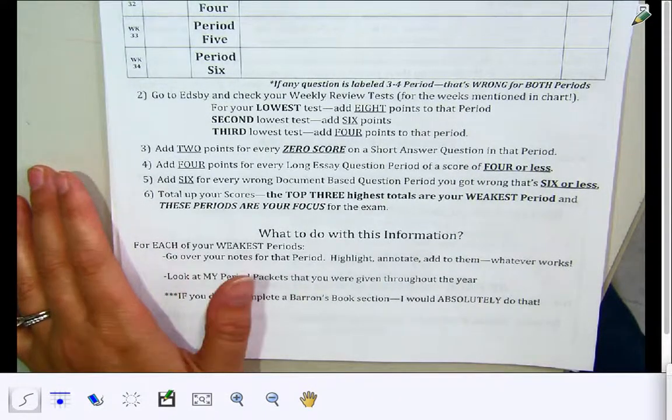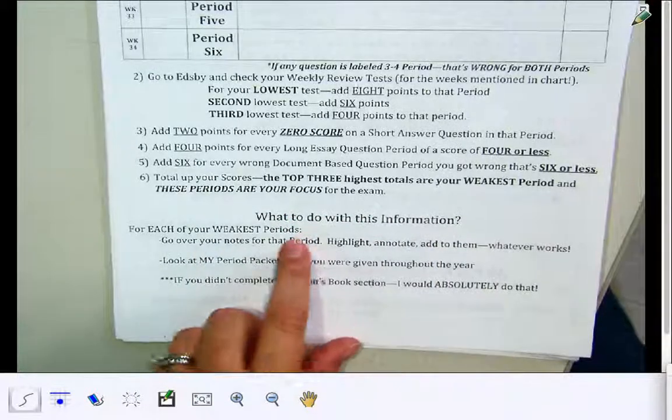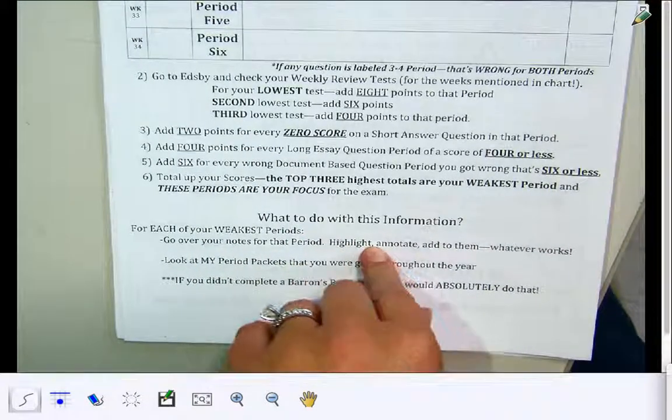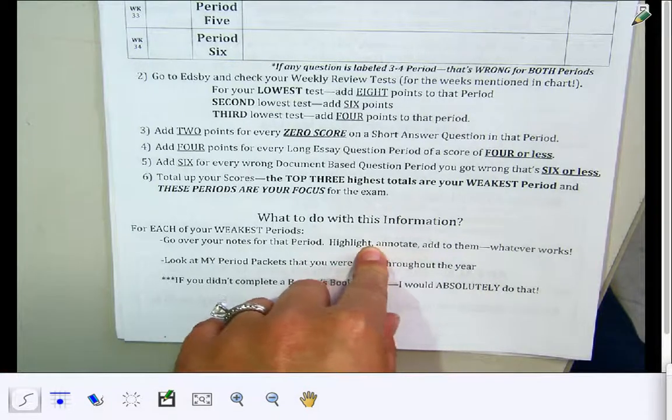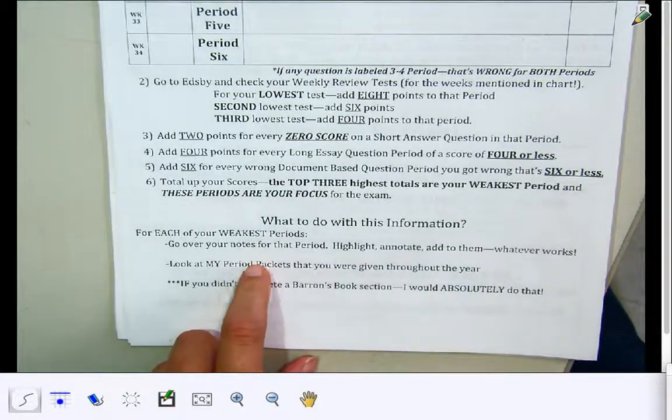Okay. So you're going to go through, highlight, and annotate your notes, or do whatever you need to do in order to be prepared for those sections. You are also going to look at my period packets that I gave you.